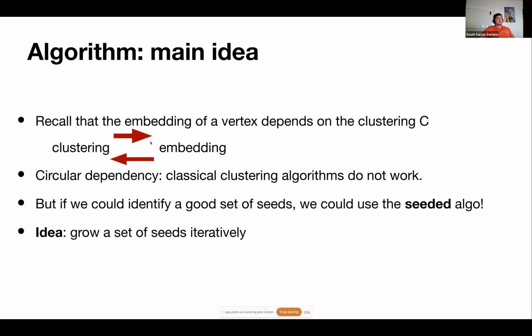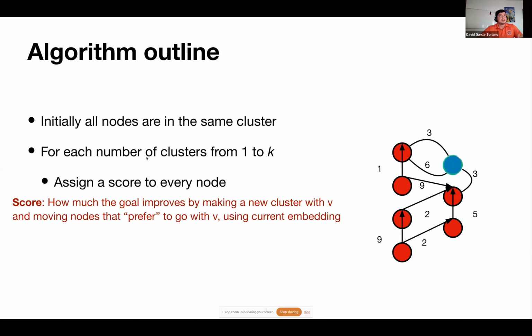So the idea is to leverage this by building a clustering iteratively. We're going to start with everything in a single cluster. We're going to pick one vertex that is somehow typical of the whole graph.